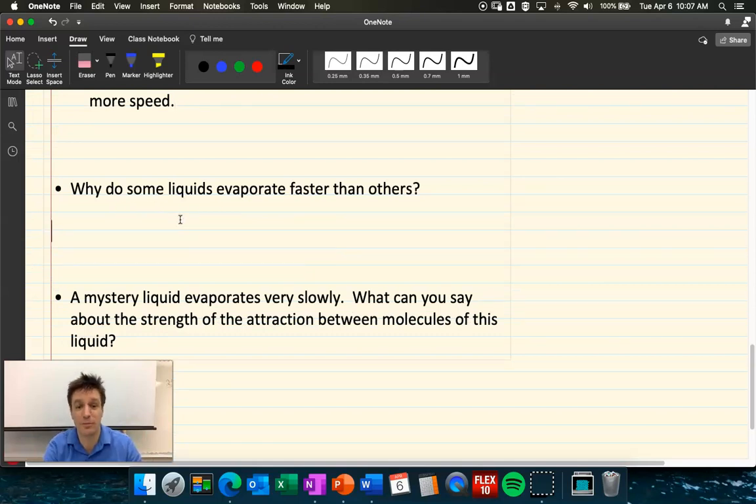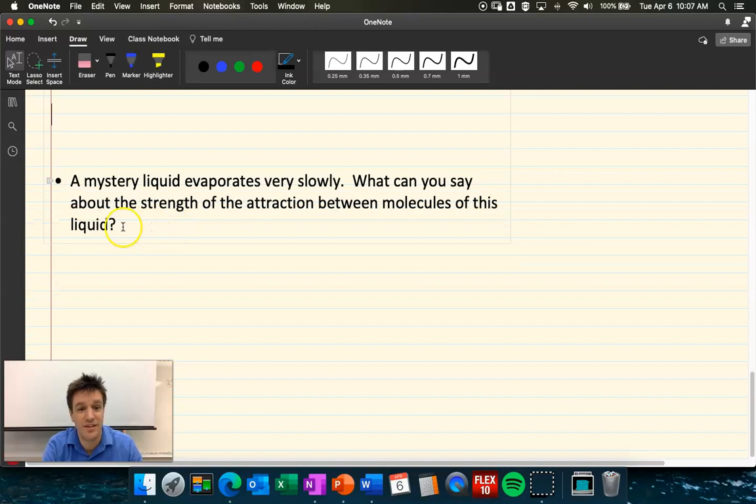So give these a shot. Why do some liquids evaporate faster than others? You know, what can you say about the strength of the attraction between the molecules in a liquid that doesn't evaporate very fast? It evaporates very slowly, right? That tells us something about how attracted those molecules are to each other.